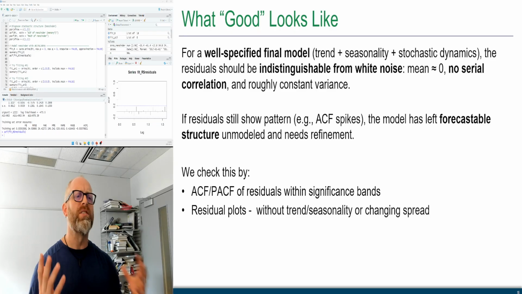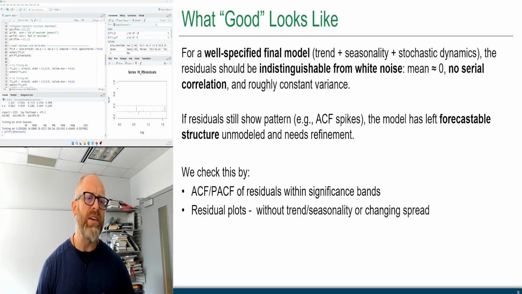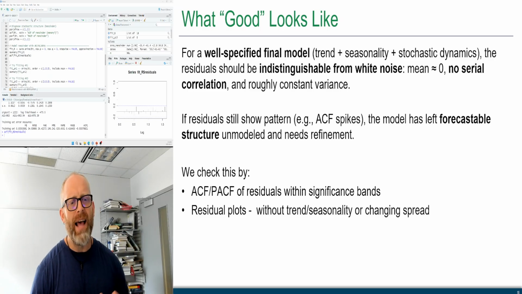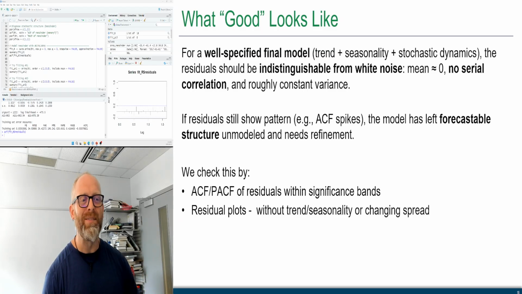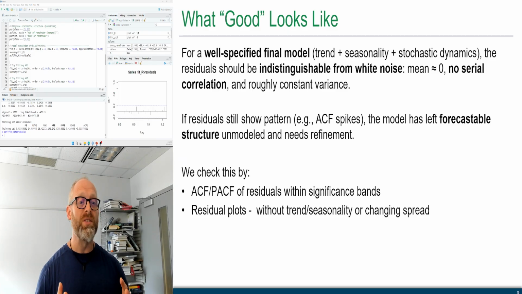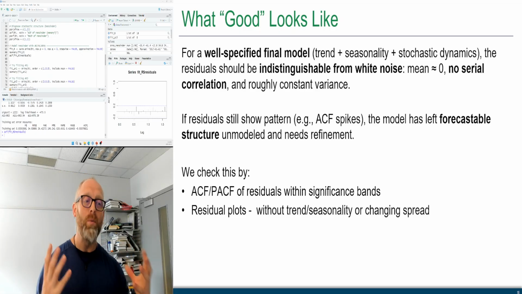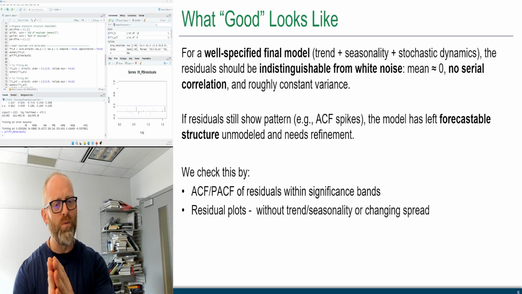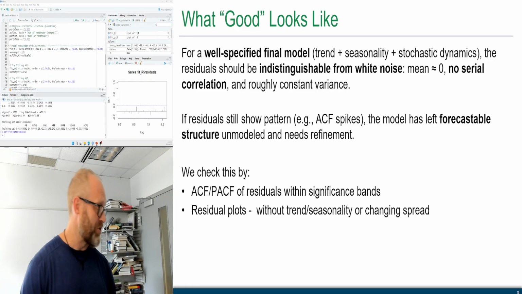What does good look like in terms of a model? For a well-specified final model, we have trend, we have the seasonality, and what we're looking for is that remainder, that randomness that we're trying to capture, that memory that we're trying to capture. The stochastic dynamics, as listed on the slide, is that randomness overall. The residuals should be indistinguishable from white noise. Once we put everything together, what we should have is just white noise with a mean of 0, no serial correlation. If I do the ACF, the correlogram, what I should see is at lag 0, a value of 1, because if I'm comparing a time period to itself, it's perfectly correlated. But everything else afterwards, there should be no correlation.